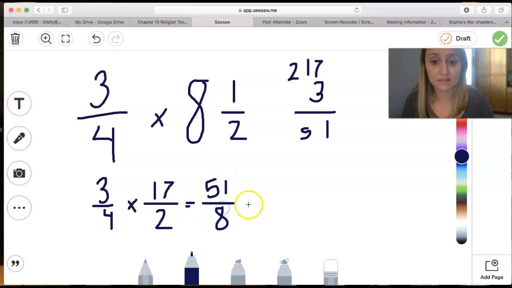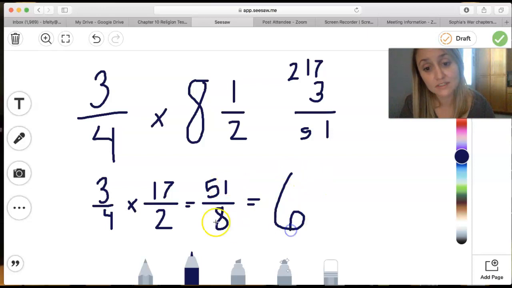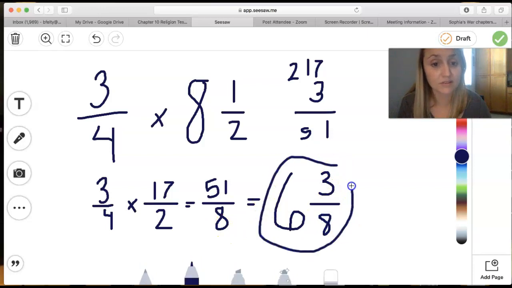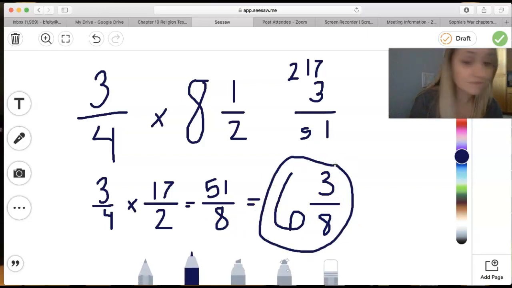Over 8. Okay, for the sake of time, I'm just going to go quick, but 8 goes into 51 6 times, because 6 times 8 is 48. If we did 7, that would be 56. That would be way too much. So since that's 48, we would have 3 left over, and the denominator stays the same. Okay, so that would be our answer there.